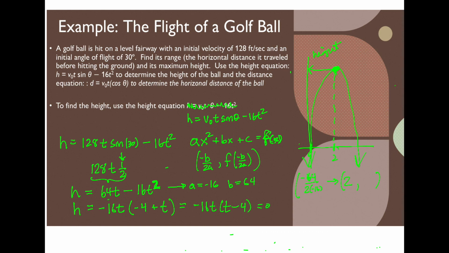And to figure out what the height is, I need to plug 2 into the function. So if we plug it in down here, we can see this would be negative 16 times 2, which is negative 32, times 2 minus 4, which is negative 2. So that's positive 64. So after 2 seconds, we're at our height of 64. So that's the ordered pair here. We reach our maximum height at 64 feet.